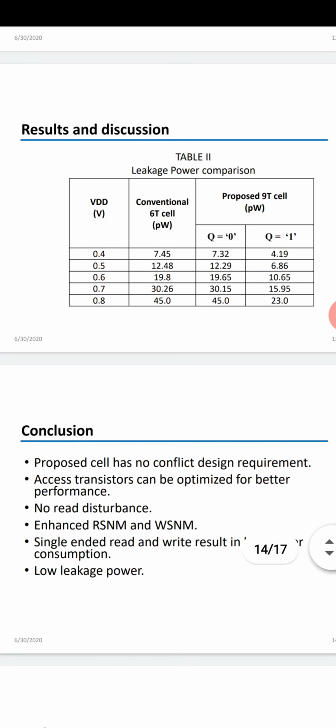This slide shows the leakage power consumption. The leakage power consumption of our cell is low during standby mode.